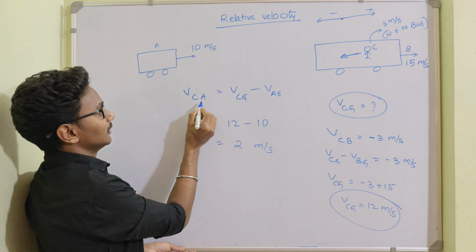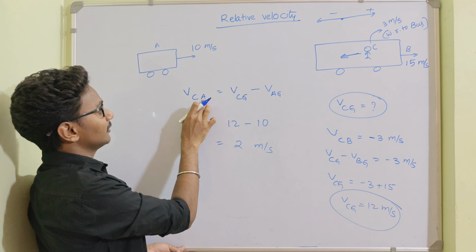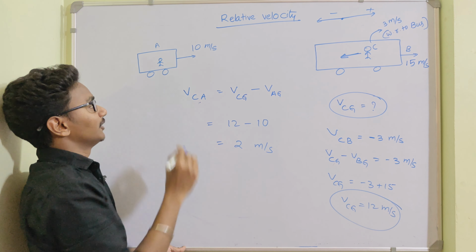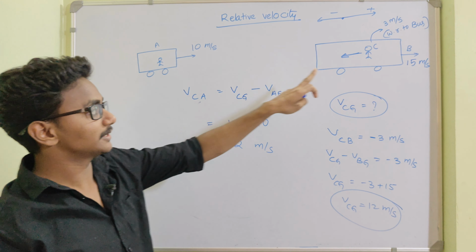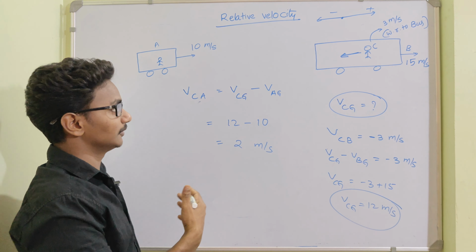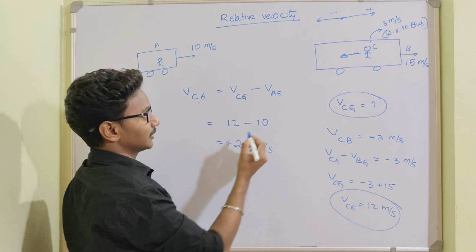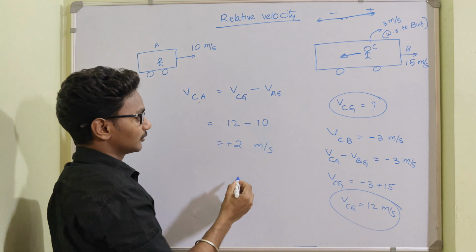What does it mean? The second letter represents from where you are observing. You are observing from A. If you observe from A, the person C is moving not towards you, but away from you. This is +2, right? In this direction. Away from you, 2 meter per second.